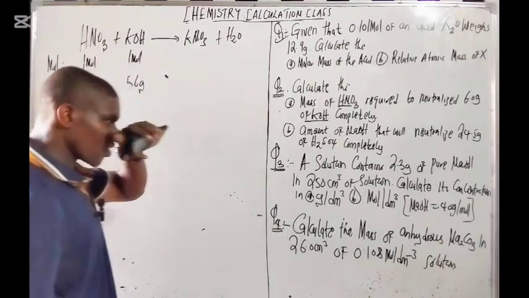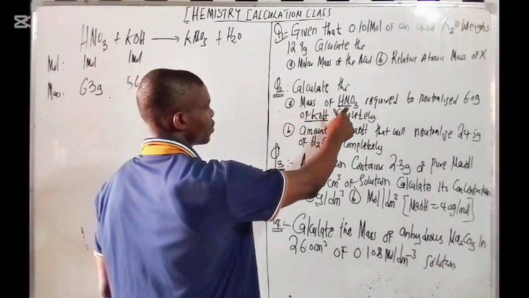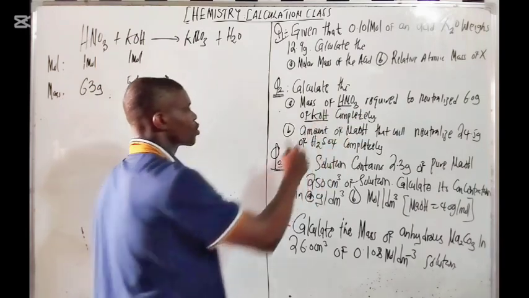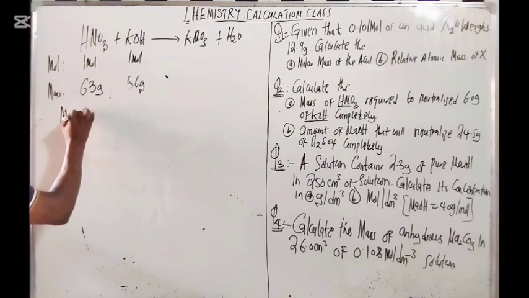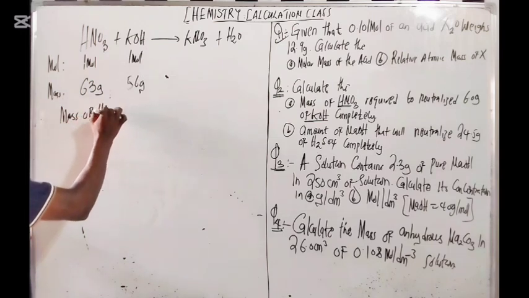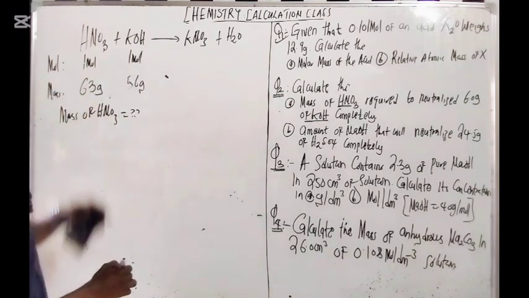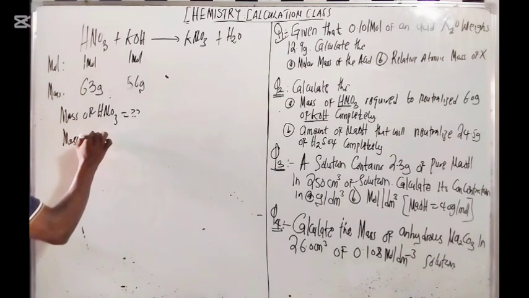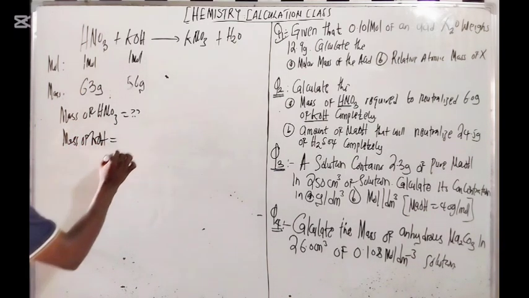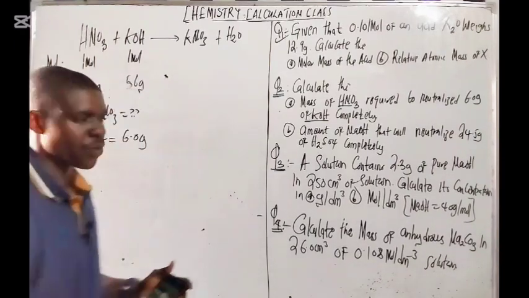So now look at the question again. If you look at the question, it's the mass of HNO3 required to neutralize. So they ask you to look for the mass of HNO3. You don't know it, right? But they gave us the mass of KOH here. Mass of KOH is equal to 6.0 gram.